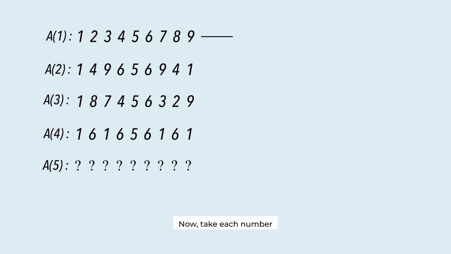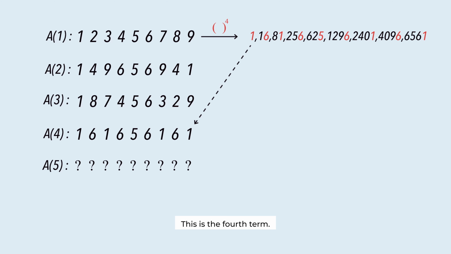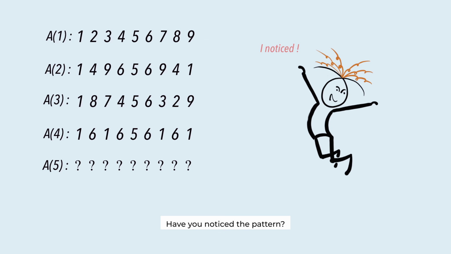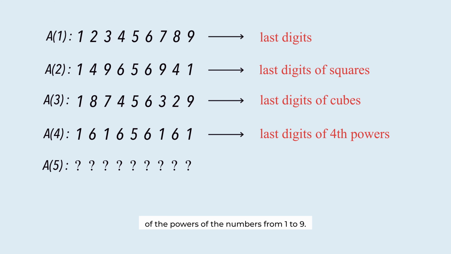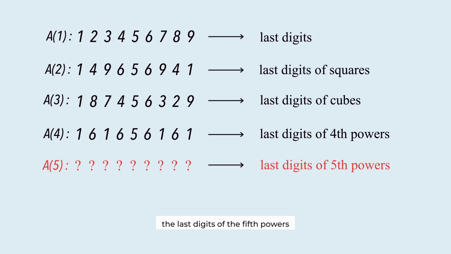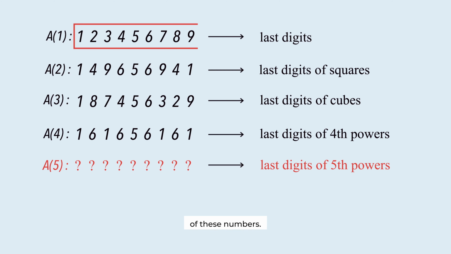Now, take each number and raise it to the fourth power. Keep only the last digits. This is the fourth term. Have you noticed the pattern? This sequence consists of the last digits of the powers of the numbers from 1 to 9. Therefore, the next term consists of the last digits of the fifth powers of these numbers.